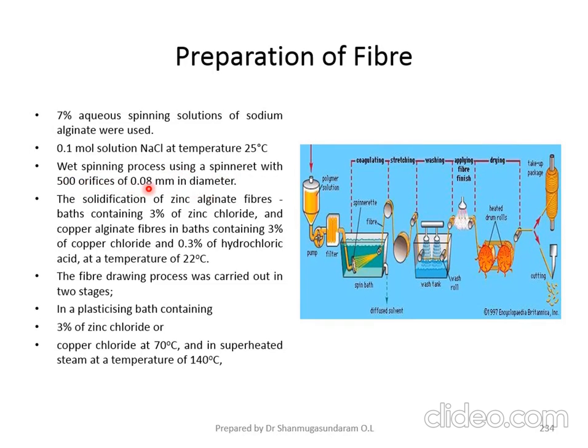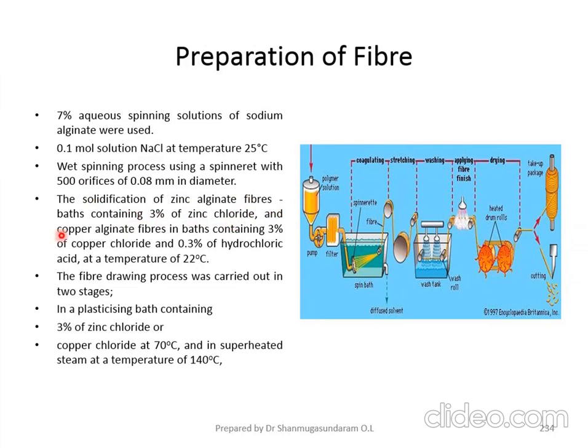Please make a note of it: the diameter of the spinnerette hole is 0.08 mm. For the solidification of zinc alginate fiber, the bath contains 3% zinc chloride. Suppose I want to produce zinc alginate fiber, what should the coagulation bath contain? The coagulation bath should contain 3% zinc chloride.